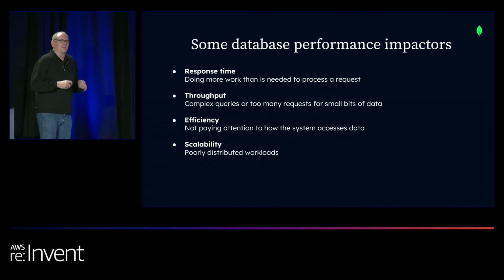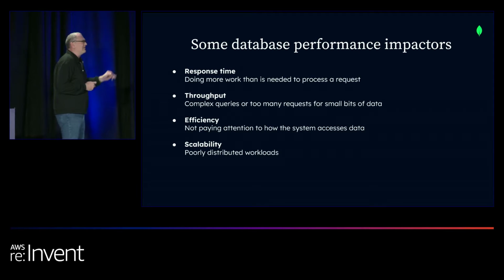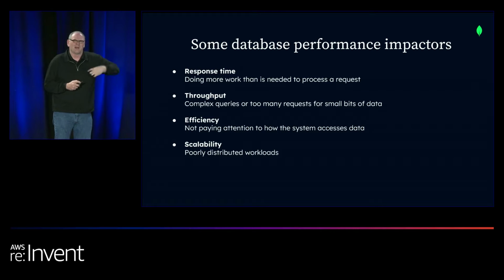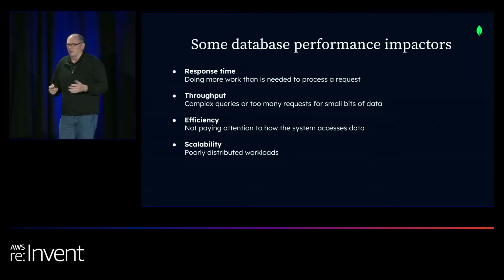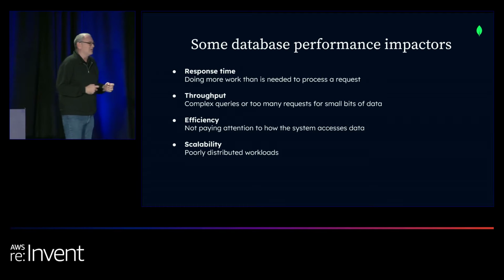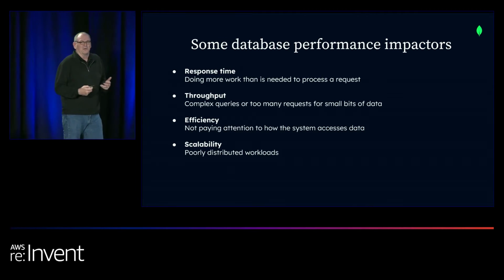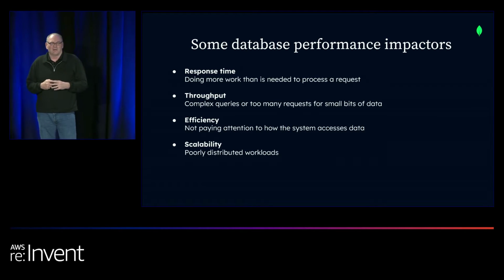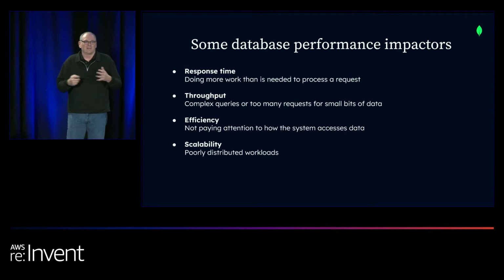The impactors in these areas really come down to some of the same things, and it all revolves around inefficient use of the data. How is the system actually using the data? In response time, if we're having poor response time, oftentimes it's because we're doing more work than we need to do. We're moving more data than we need to move. We're going to get into this when we break down the schema, but we're doing a lot more work than we need to do to process the request.